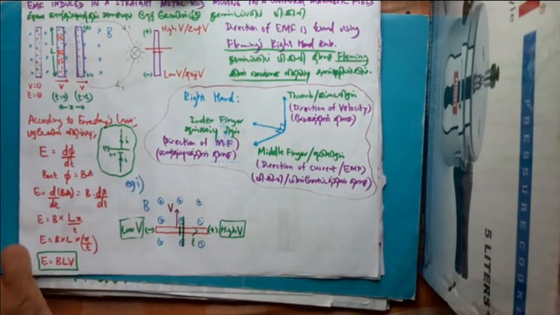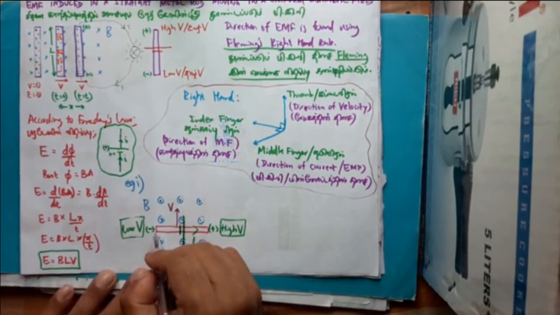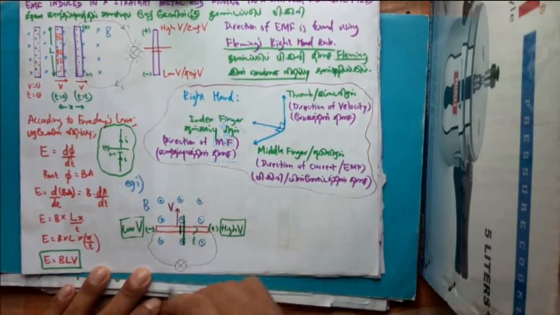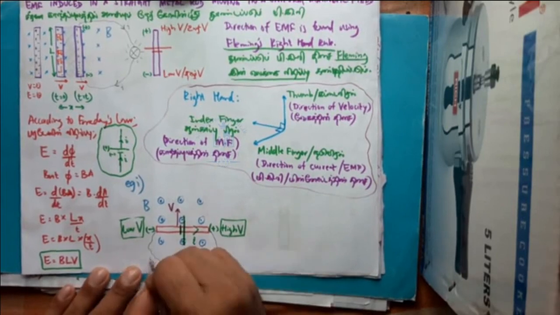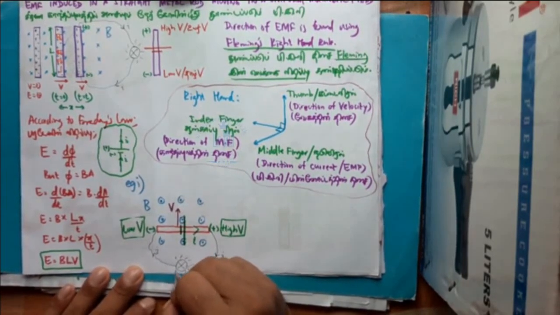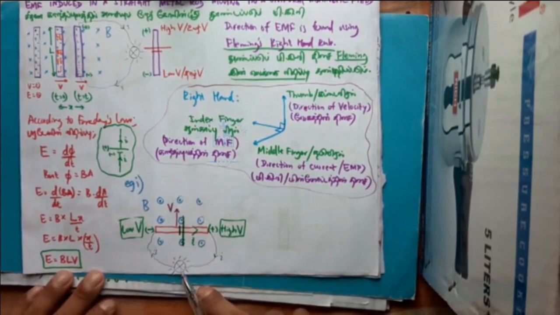So if you connect this to an outside circuit like this, a bulb, what's going to happen? In that outside circuit, the current is going to travel like this, and this bulb is going to glow if it's a small bulb. This is what's going to happen.